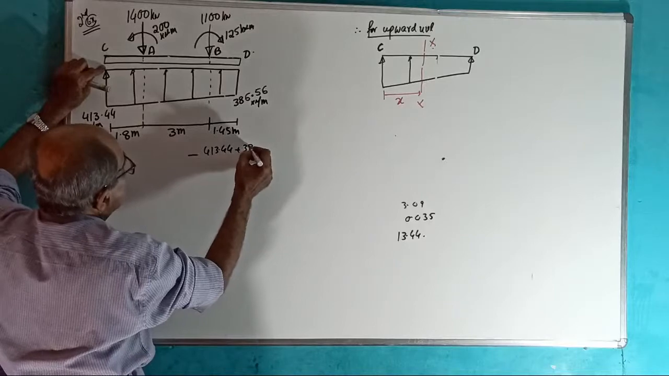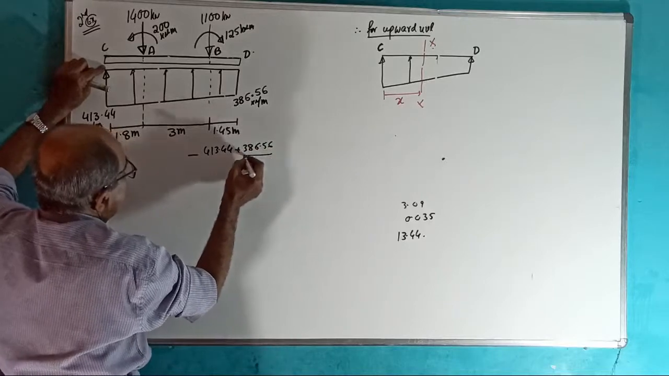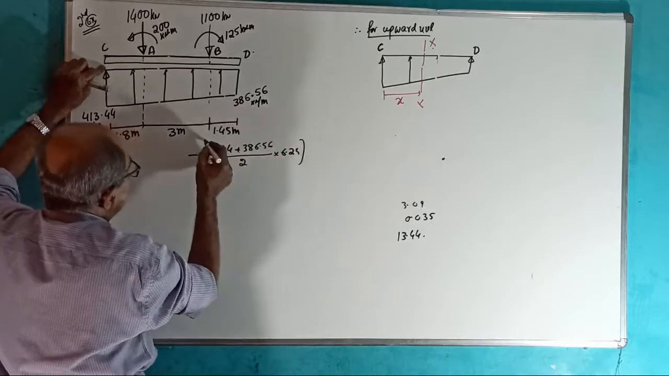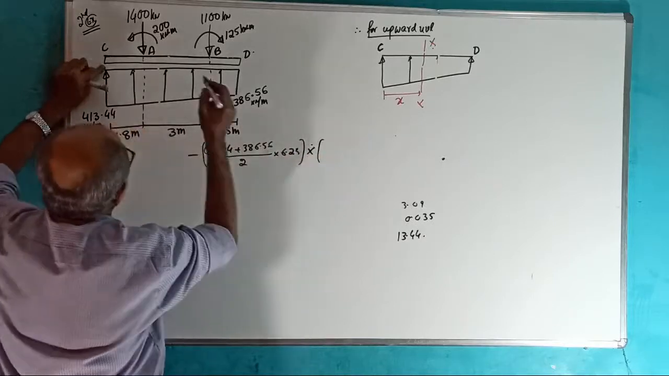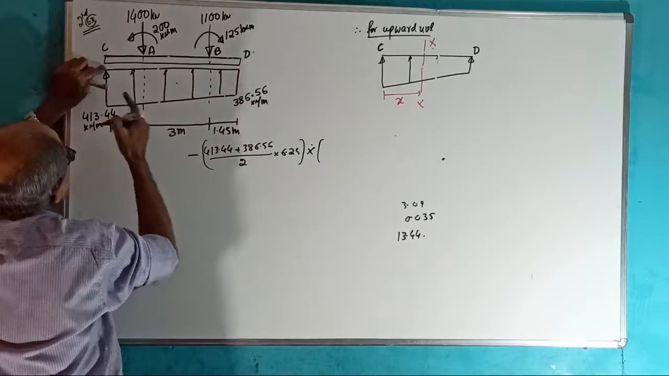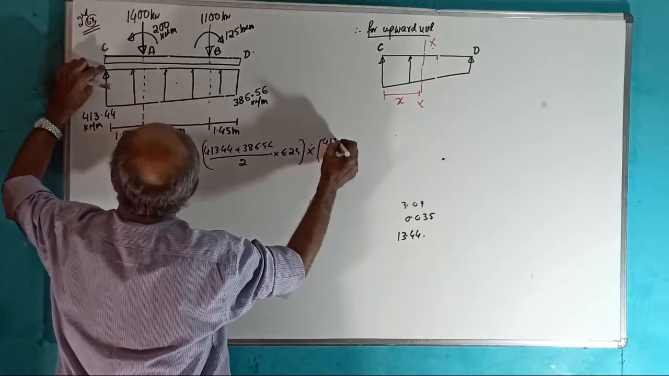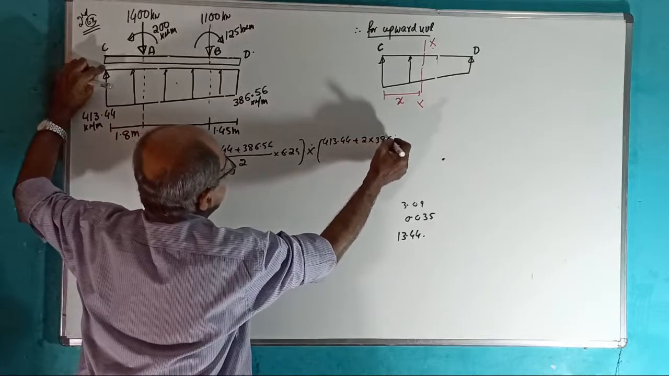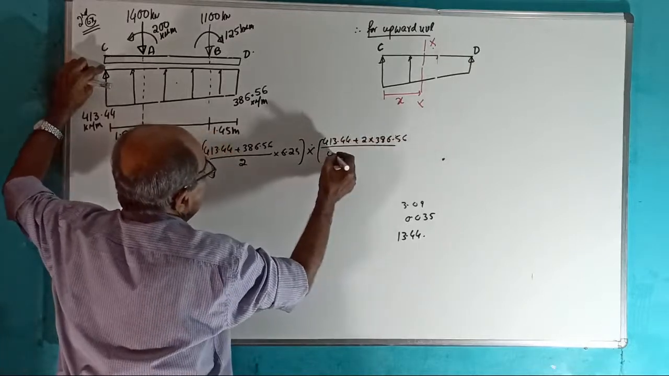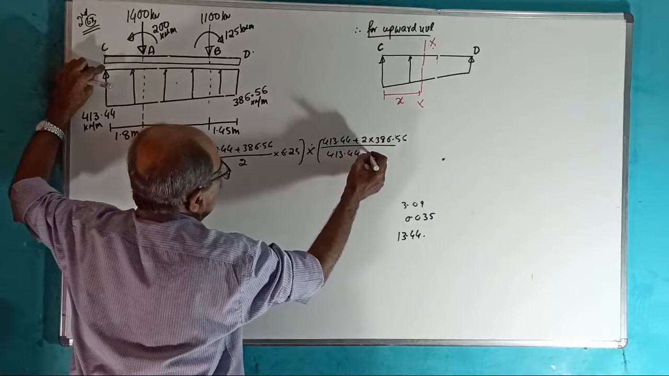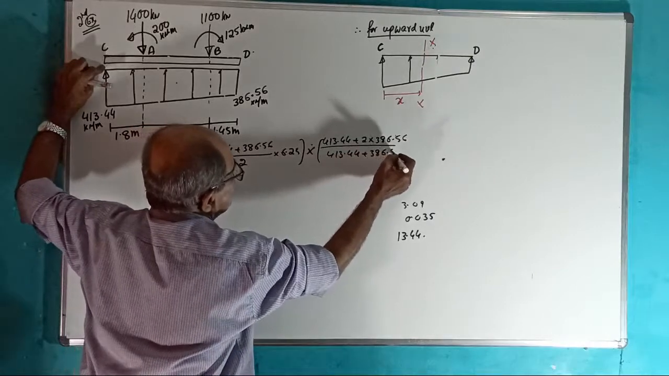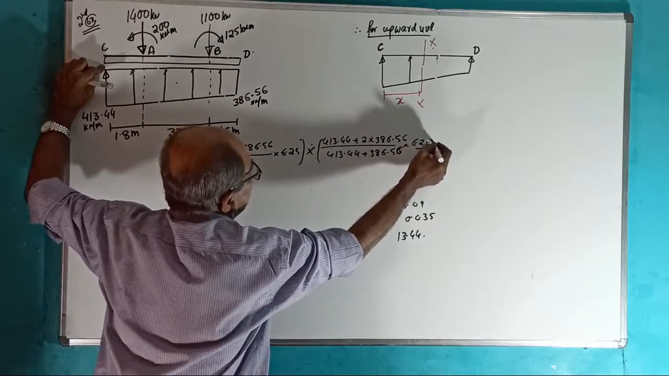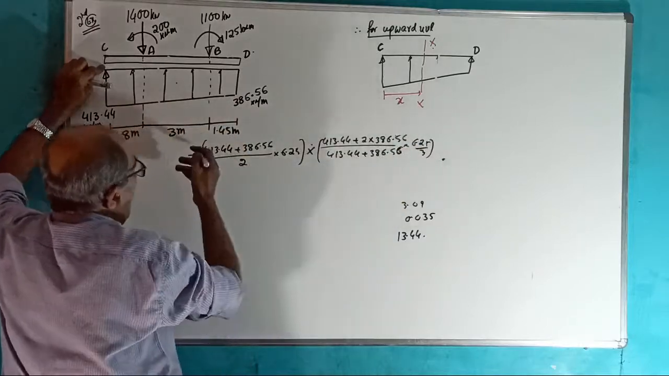413.44 plus 386.56 divided by 2 into 6.25 is the load, multiplied by the CG of this load system from here, which is 413.44 plus twice of 386.56 divided by 413.44 plus 386.56, into 6.25 divided by 3. This will give you anti-clockwise.